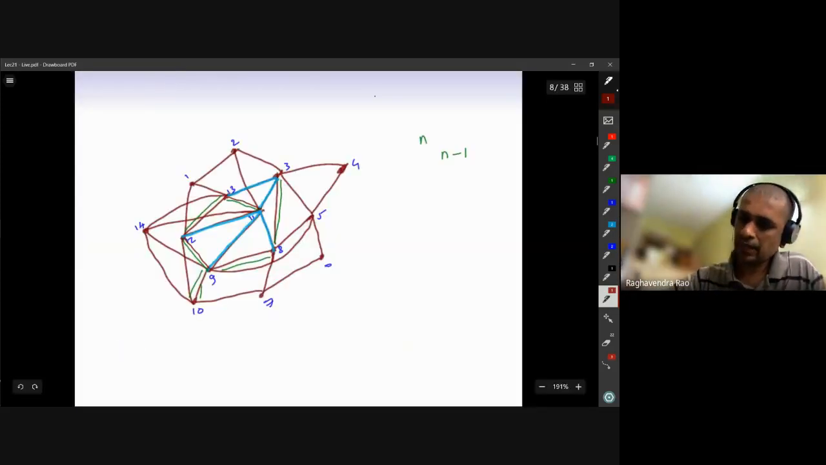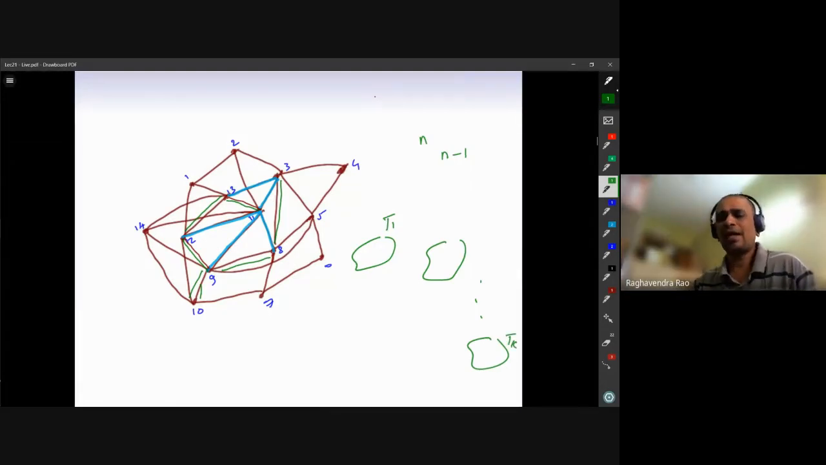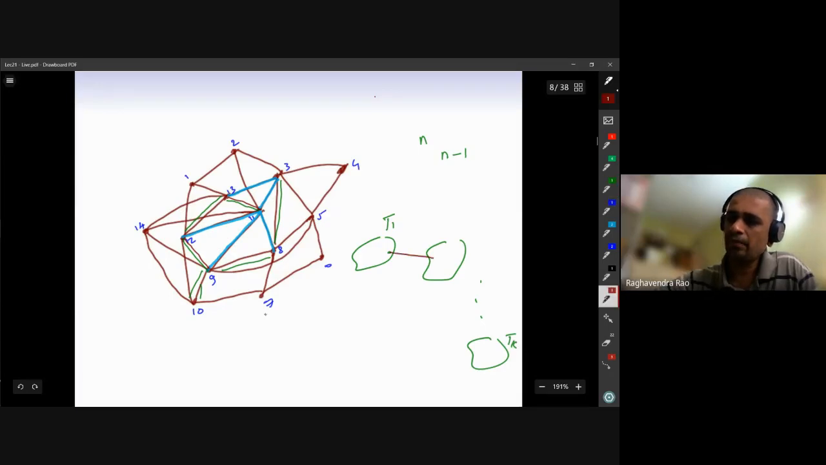It's easier to demonstrate pictorially. Say this is T1 to Tk. Now in B I have at least one less. What does it mean? There has to be an edge in B which connects two of them, right? There has to be an edge in B which connects two of them. Otherwise, how do I get a smaller number of trees?